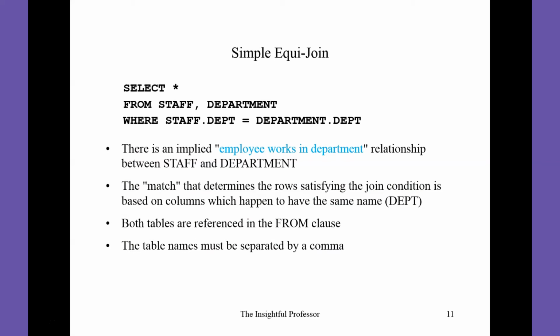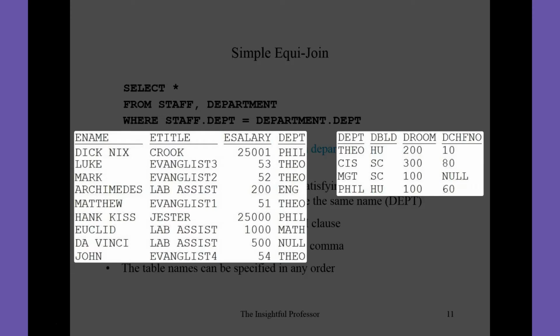The table names are separated by a comma, hence the name comma separated join. The table names can be specified in any order, a point that I just made. Let's look at the content of the two tables to get an understanding of exactly what's going on in terms of the operation of this query. Let's consider the row for Dick Nix. This staff member is assigned to the philosophy department. If we find that same value in the department column of the department table, the concatenation occurs.